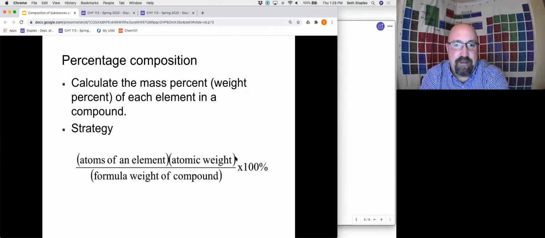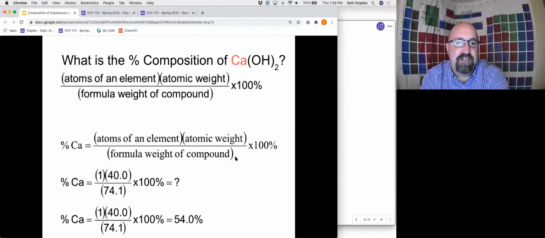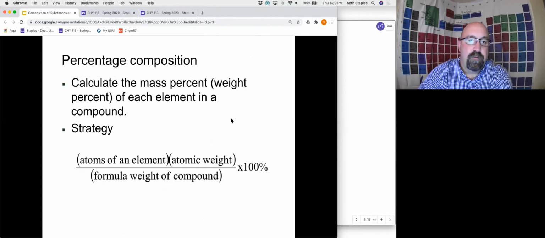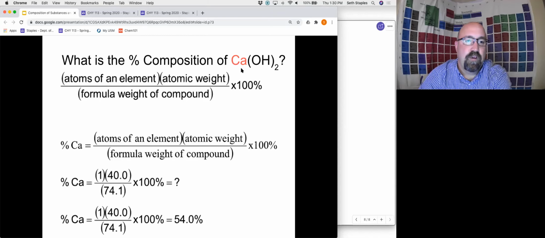Now that seems kind of complicated a little bit if we think about it like this. But let's take a look at these examples. So if we want to know, for instance, the percent composition of all the elements in calcium hydroxide, CaOH2. So first we're going to focus on calcium. And so we take our calcium, we have 1 calcium atom in there. We multiply that by 40, that's the molar mass of calcium. We divide that by 74.1, which is the molar mass of calcium hydroxide. We multiply by 100 to convert to a percent, and we get 54.0%.